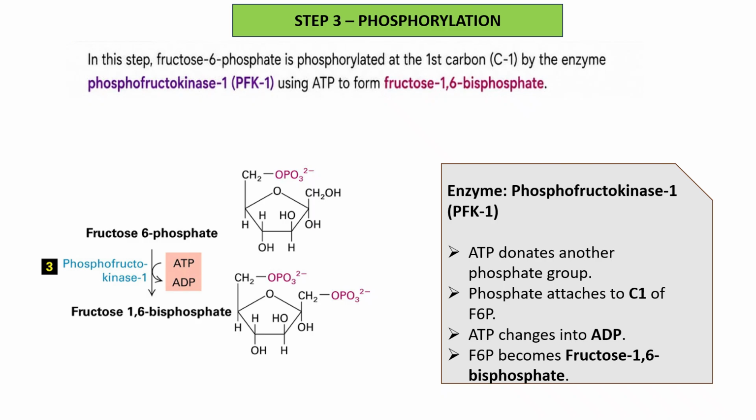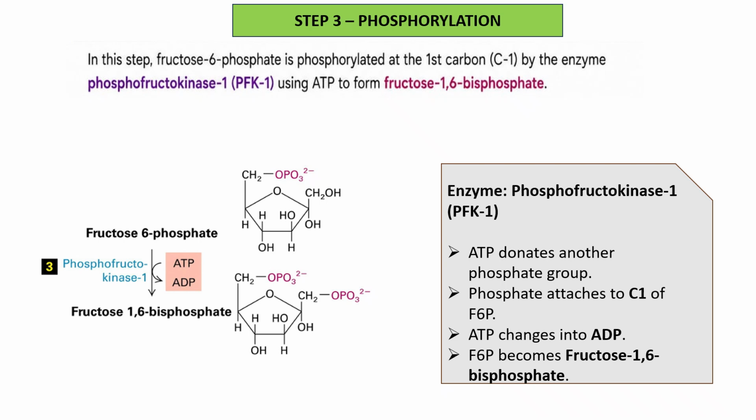Step 3. Phosphorylation of fructose 6-phosphate. The third step of glycolysis is another phosphorylation reaction in which fructose 6-phosphate is converted into fructose 1,6-bisphosphate. The reaction is catalyzed by the enzyme phosphofructokinase 1.